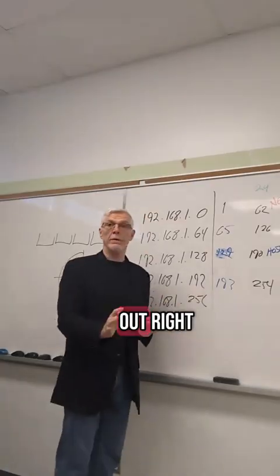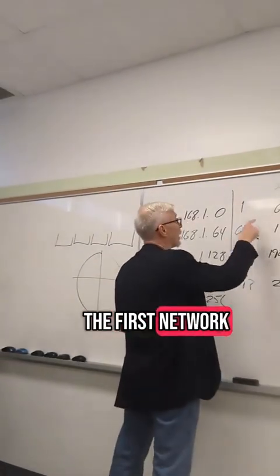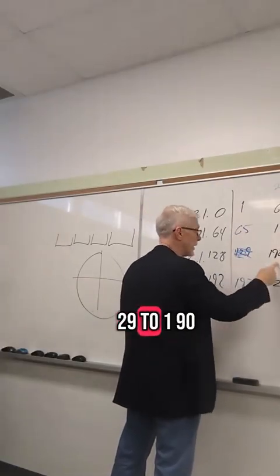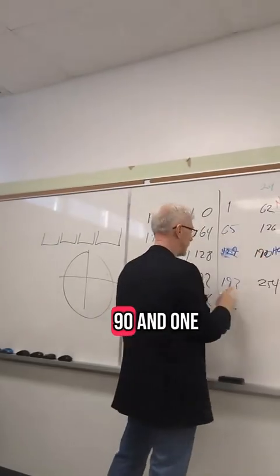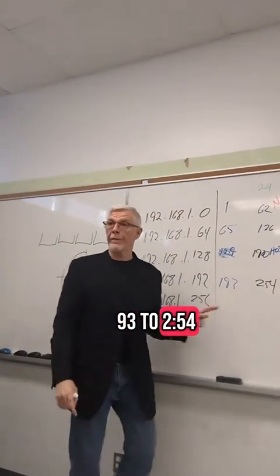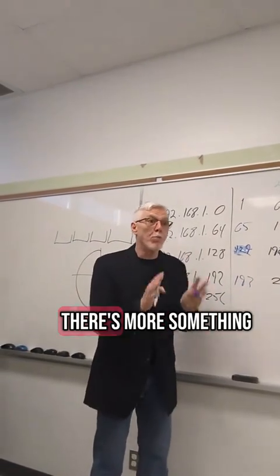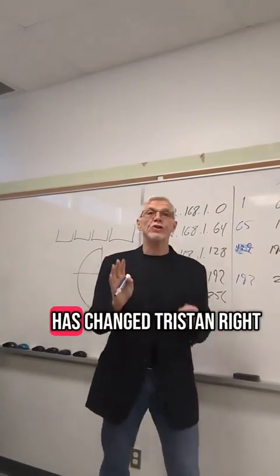193. And I'm out, right? That means on the first network, I get IPs from 1 to 62, second one 65 to 126, 129 to 190, and 193 to 254. So any host can be in between those. But wait, there's more. Something has changed.